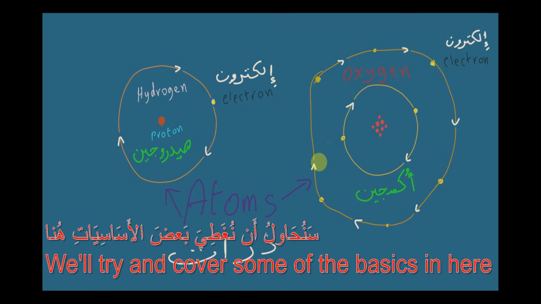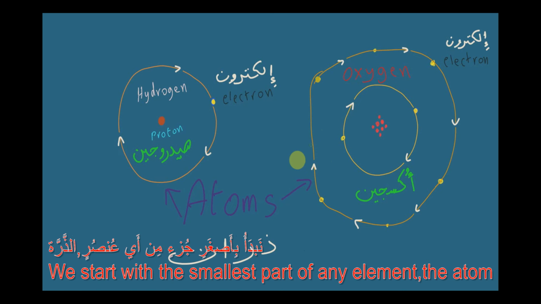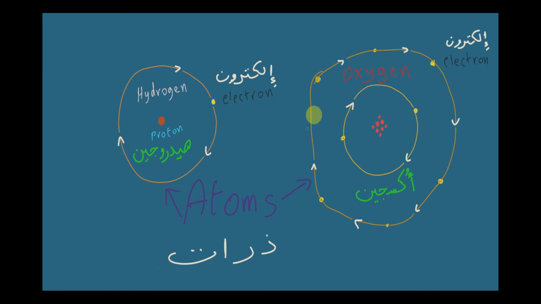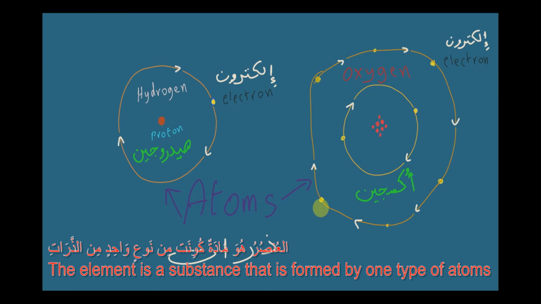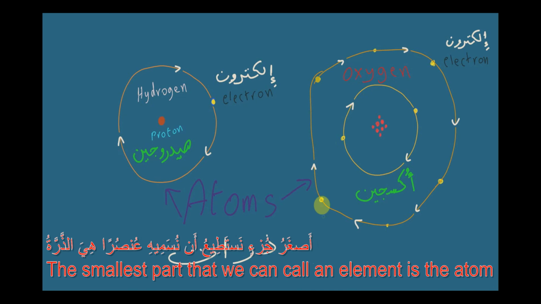We'll try and cover some of the basics in here. We start with the smallest part of any element, the atom. The element is a substance that is formed by one type of atoms. The smallest part that we can call an element is the atom.